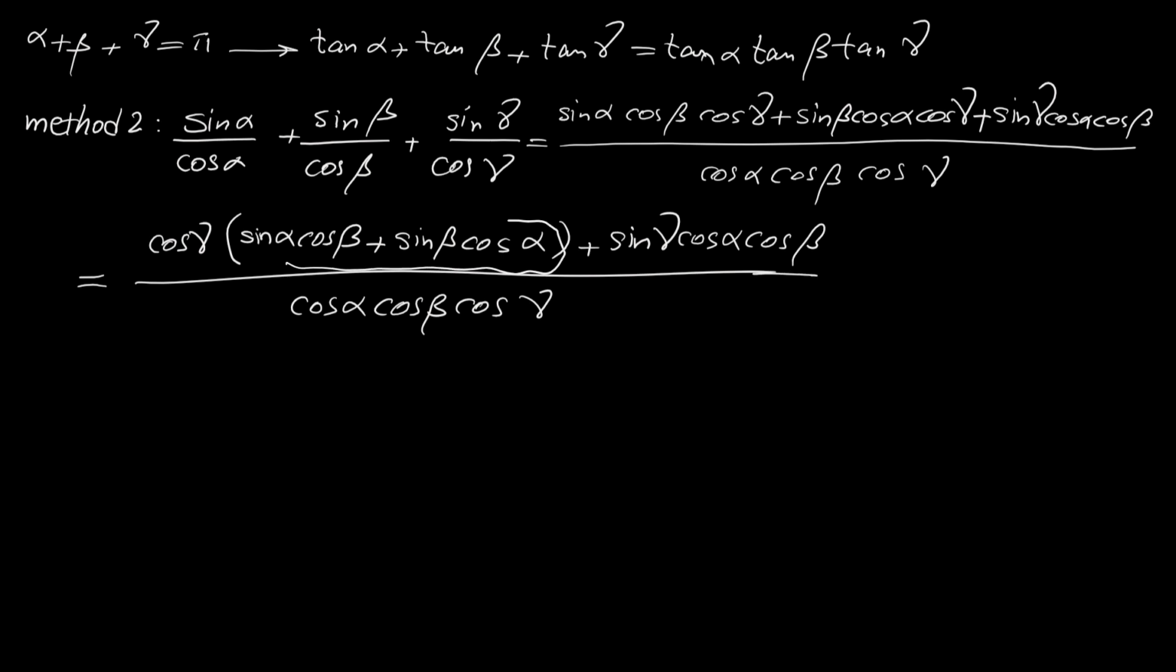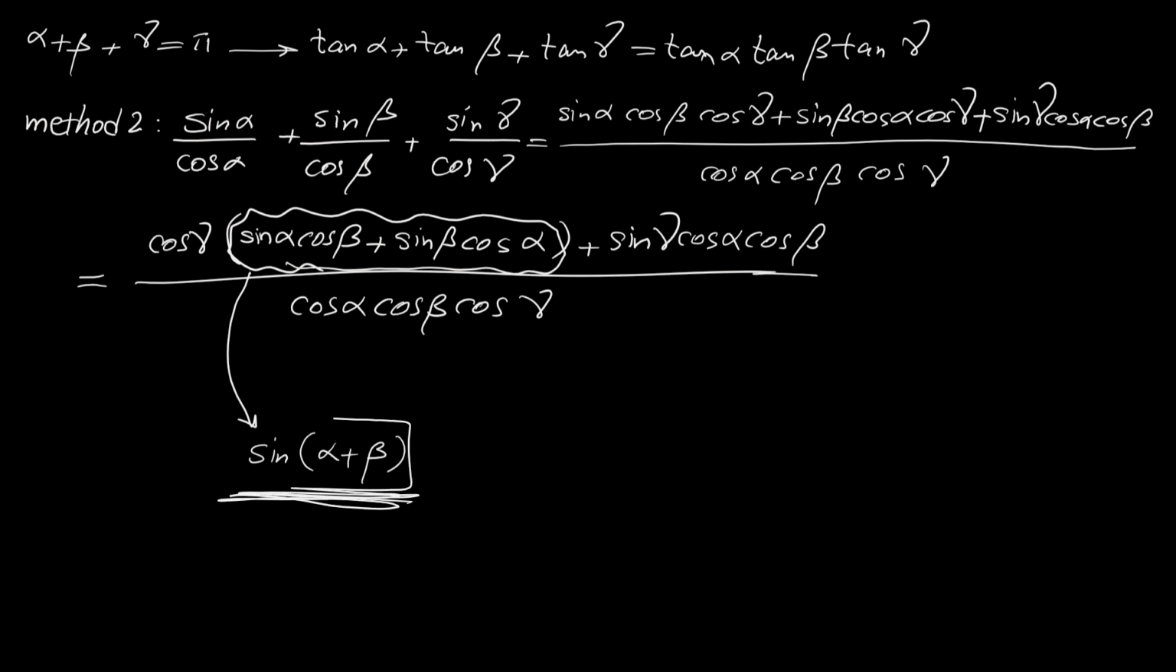Now look at this expression here. This should look familiar to you. Sine of alpha cosine beta plus sine of beta cosine alpha. This should remind you of this relation. The expression inside the bracket is basically sine of alpha plus beta. If you remember the sum formula for two angles for sine, you remember that sine of alpha plus beta is exactly this.